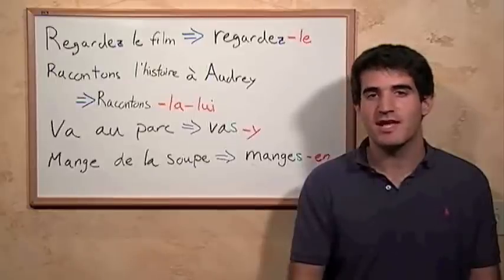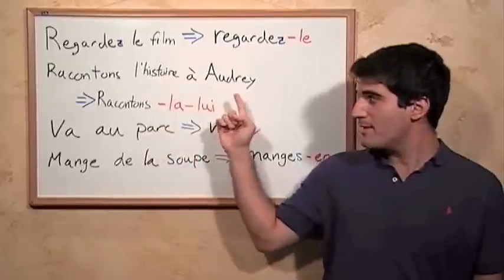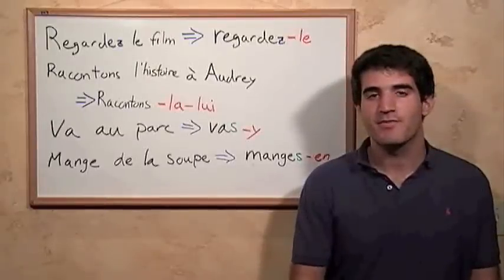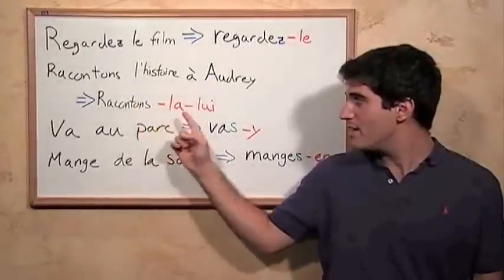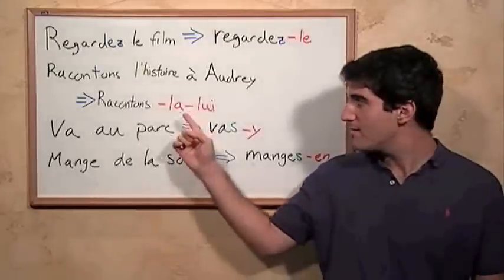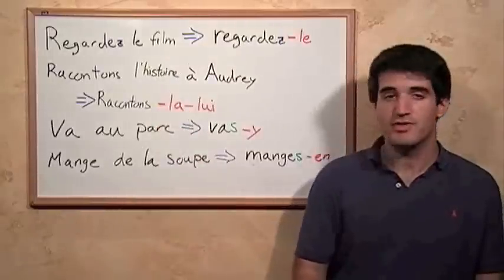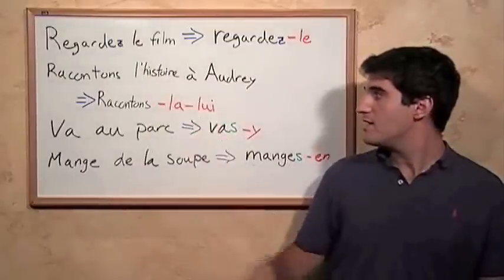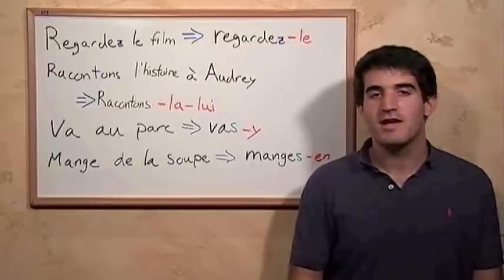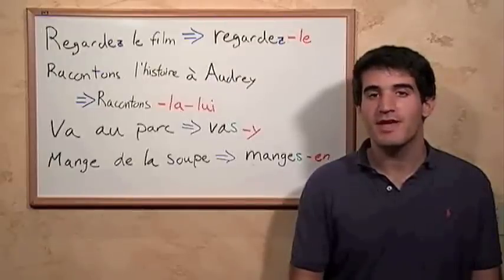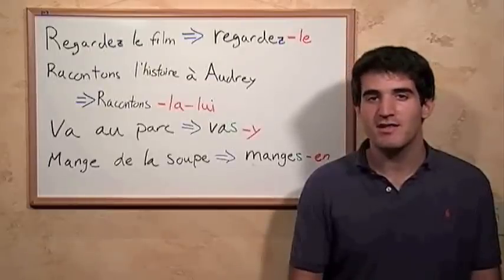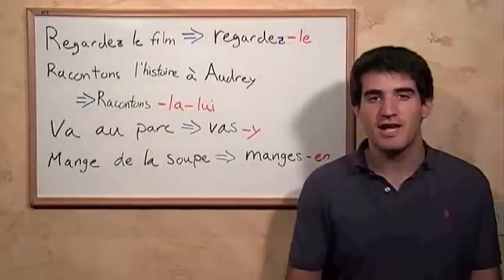We can do the same for a sentence like, racontons l'histoire à Audrey, which means, let's tell the story to Audrey, which becomes, racontons-la lui, let's tell it to her. La is for l'histoire, the story, and lui is for à Audrey, to Audrey. As a note, l'histoire means both history and story. And raconter, meaning to tell, is the verb we use to tell a story.